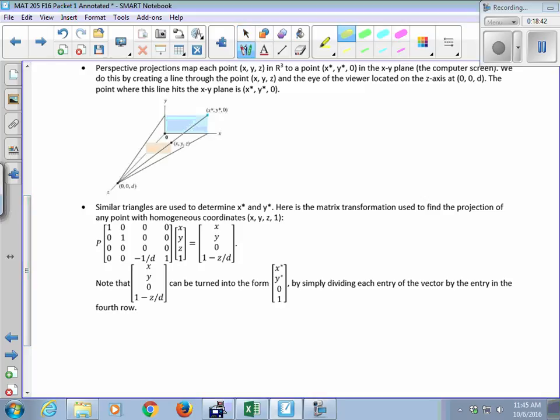So let's highlight this because this is really useful. And then you're going to get this, and to make the last entry 1, you divide everything by that last entry.